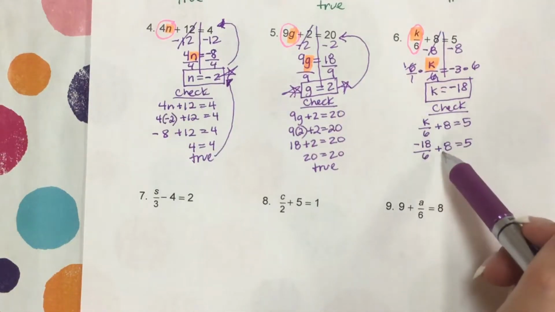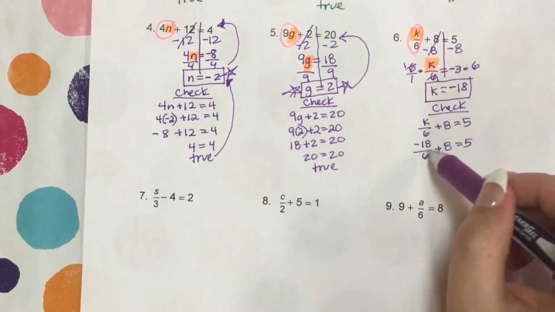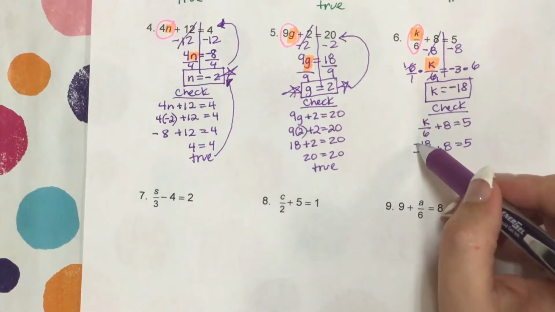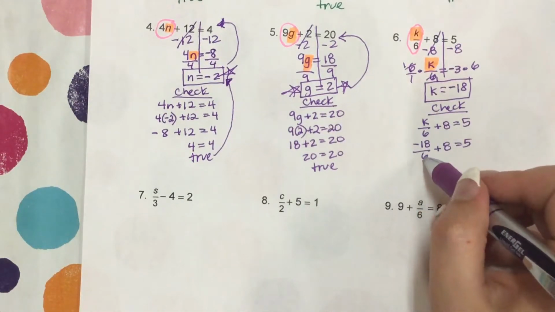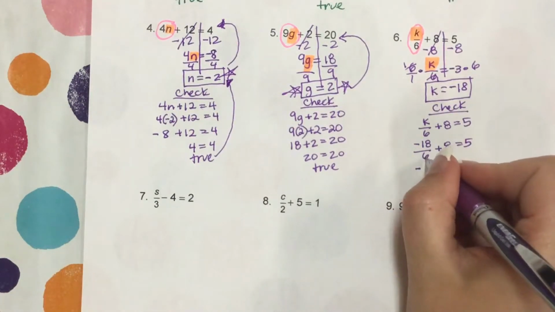Okay, so we have division, we have addition on this side of the equation. So I have to do the order of operations. I have to do division first. Whenever I'm dividing, a negative divided by a positive is a negative. And 18 divided by 6 is 3.